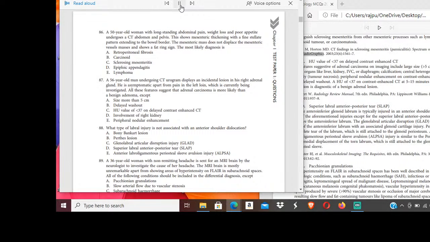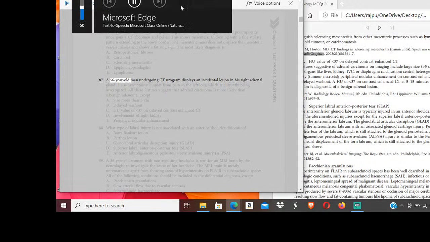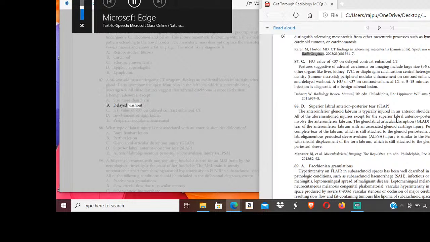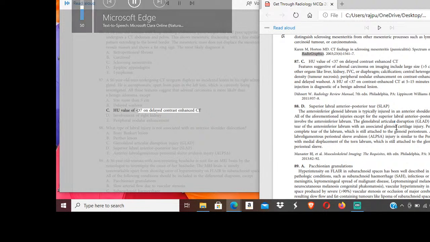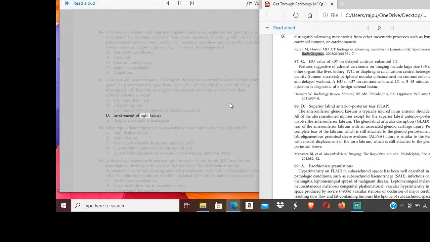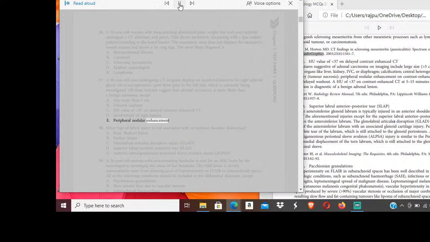87. A 56-year-old man undergoing CT urogram displays an incidental lesion in his right adrenal gland. He is asymptomatic apart from pain in the left loin, which is currently being investigated. All these features suggest that adrenal carcinoma is more likely than a benign adenoma, except: A. Size more than 5 cm, B. Delayed washout, C. HU value of 37 on delayed contrast-enhanced CT, D. Involvement of right kidney, E. Peripheral nodular enhancement.